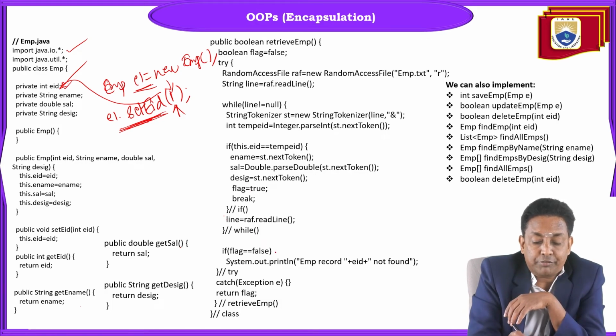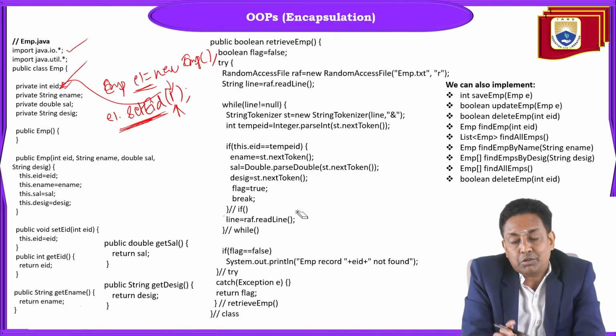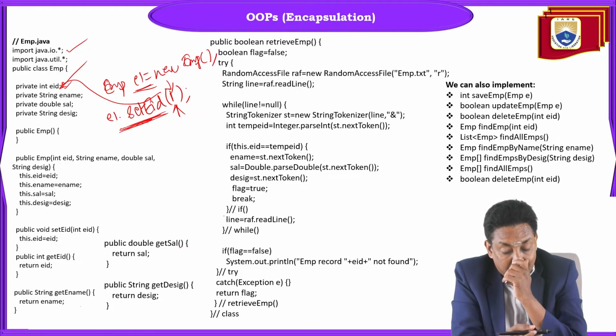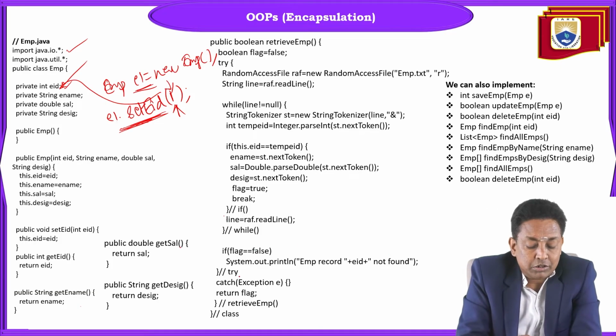And here I'm checking if the flag value is equal to false. What does it mean when the flag value is false? The client requested record is not found in our database, so we show that the employee record is not found. That is how we close the if condition, and we close the try catch block.